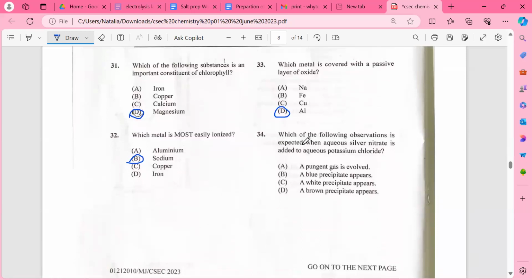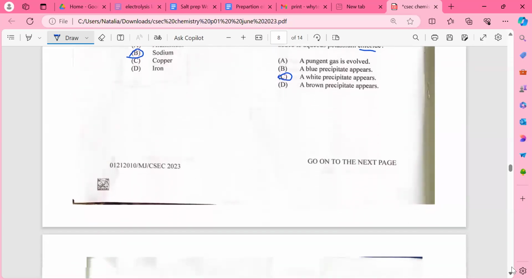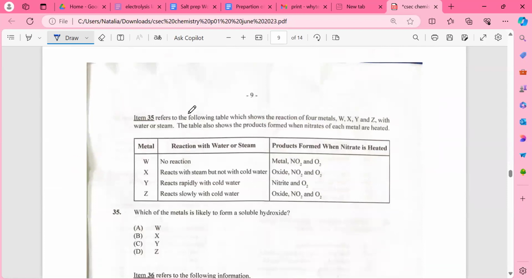Which of the following observations is expected when silver nitrate is added to potassium chloride? So when silver nitrate reacts with chloride ions, we get a white precipitate. Item 35 refers to the following table, which shows the reaction of 4 metals W, X, Y, and Z with water and steam, and also provides products formed when the nitrate of each metal is heated.